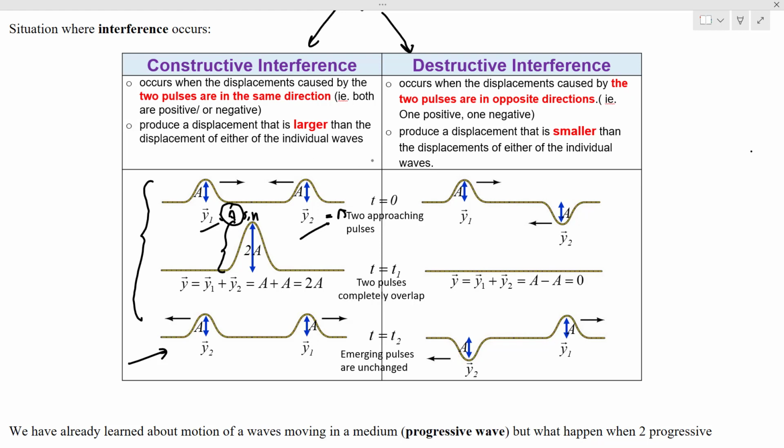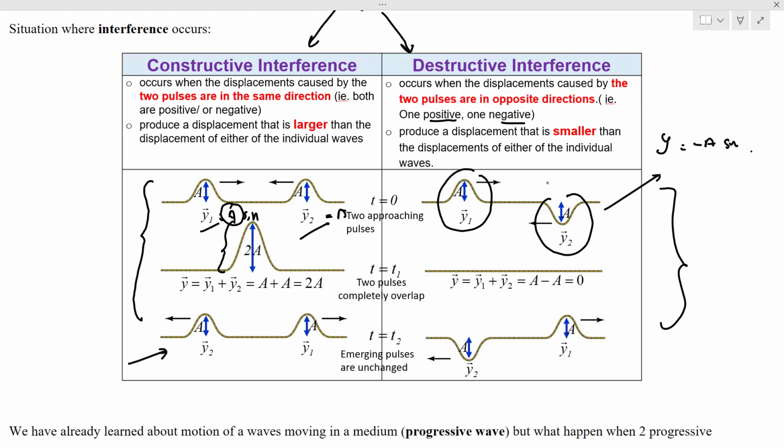Now, destructive interference pula occurs when the displacement caused by the two pulses are in the opposite direction, i.e. one positive, one negative. So this is the example. You ada satu wave yang positive amplitude di atas, satu wave yang negative amplitude di bawah. Mungkin yang negatif ni y sama dengan negative a sin, yang ini y sama dengan a sin. Bila dia gabung, dia akan hilang, amplitude become zero, dan ombak tu akan teruskan perjalanan dia orang. Produces a displacement that is smaller than the displacement of either of the individual wave.